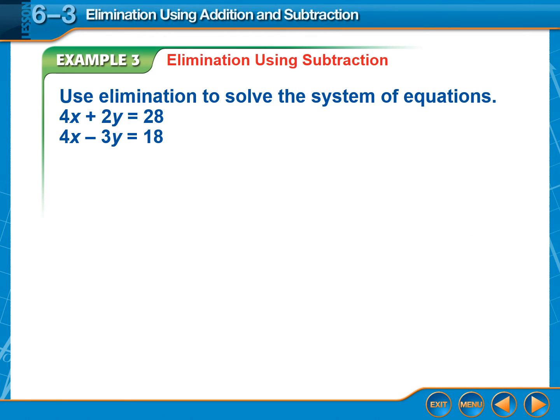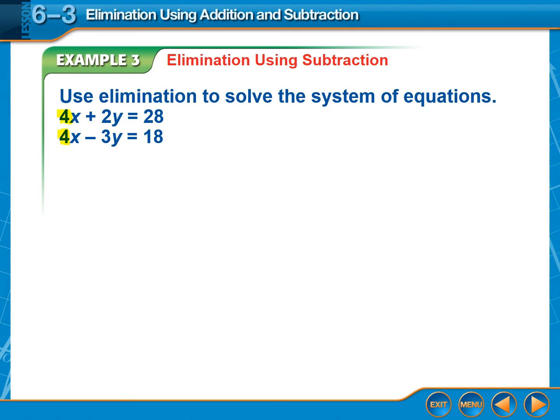Okay, so in our first two examples, we were able to eliminate one of the variables by combining the two equations using addition, because the coefficient of one variable in the first equation was the opposite of the coefficient of the variable in the second equation. But what happens if instead of them being the opposite, such as 3 and negative 3 or 1 and negative 1, they're the same value? If we look at these two equations, we've got 4x plus 2y equals 28, and 4x minus 3y equals 18. You should notice that the coefficient for x in both equations is the same, positive 4.